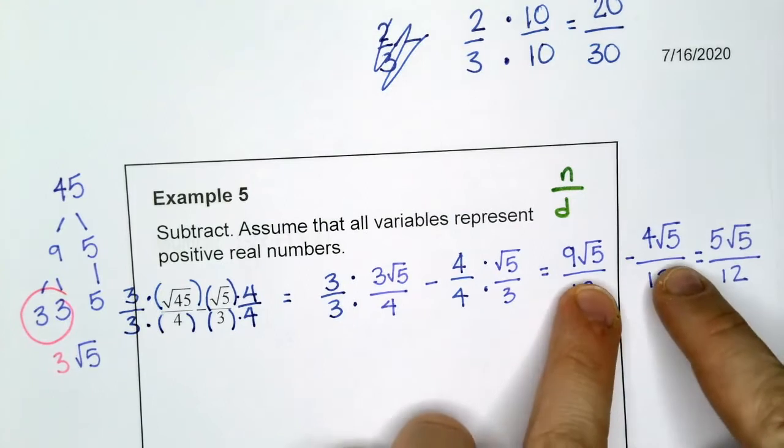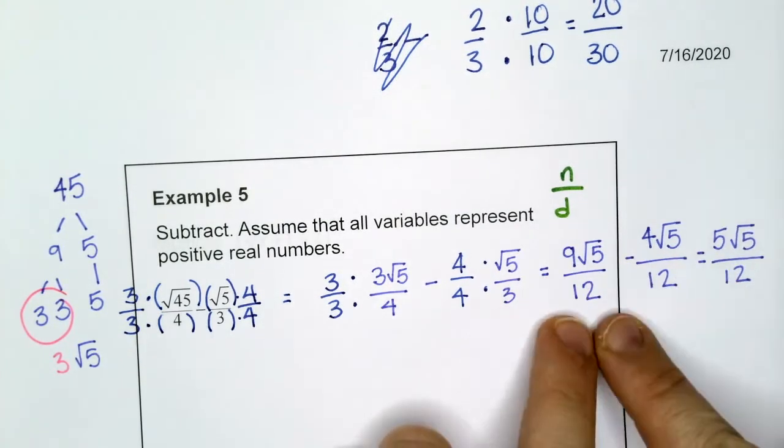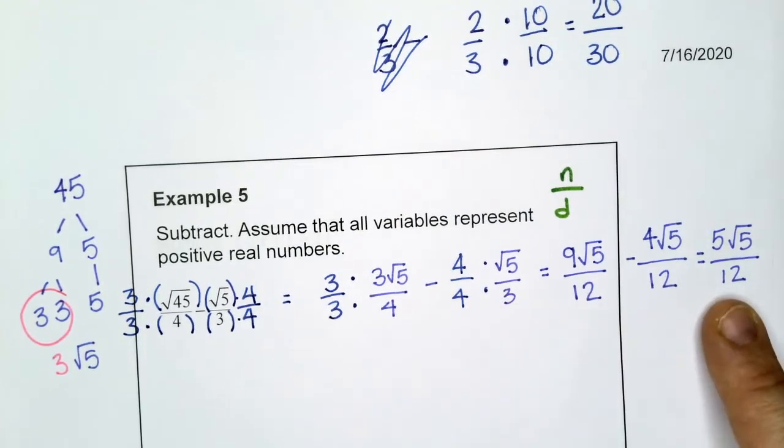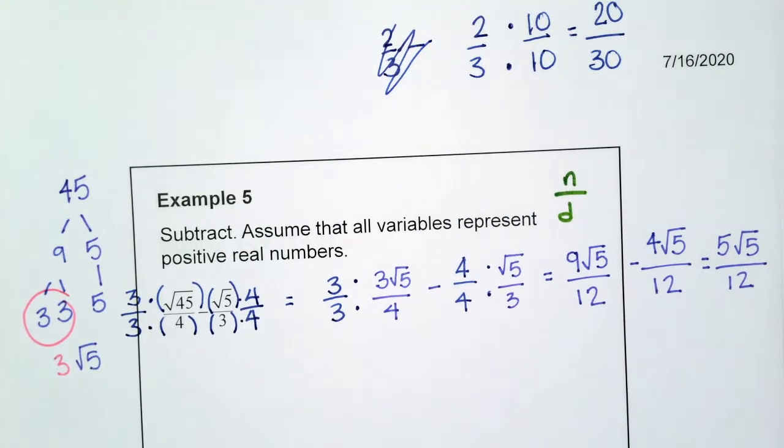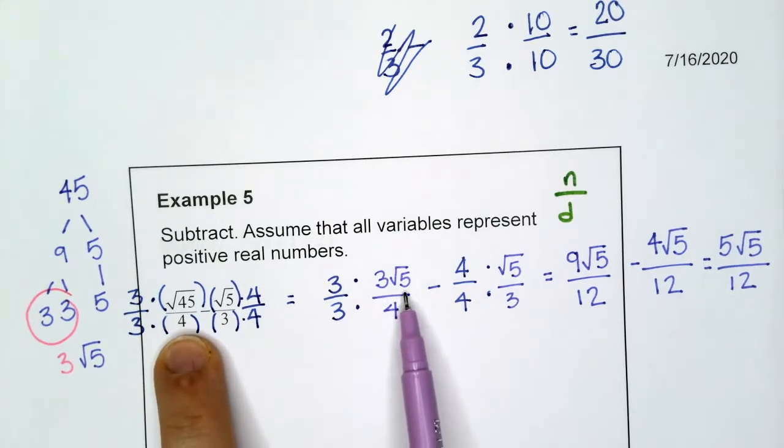So these are in common, which means I can subtract it. 9 minus 4 is 5. The bottom stays the same. Okay. And what I did here was I changed √45 to 3√5.